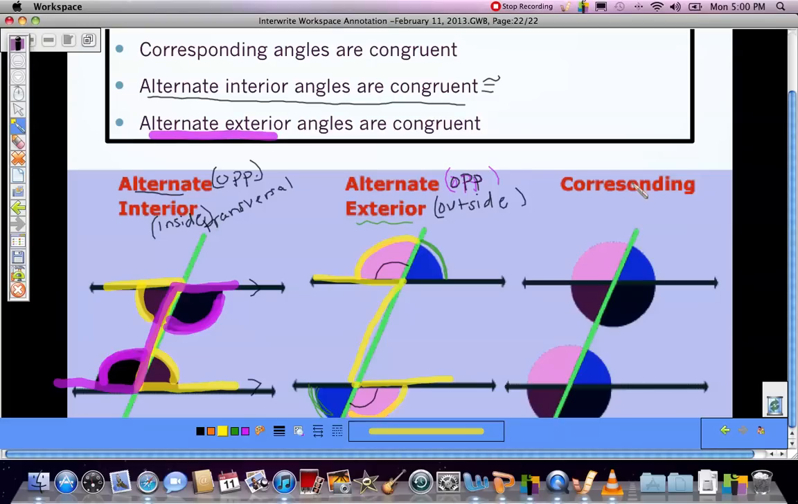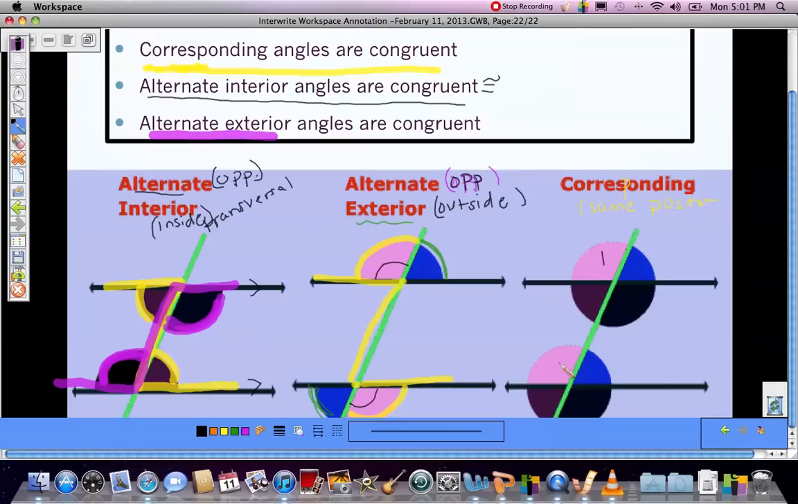Your last type of special angles: when you have two parallel lines that are cut by a transversal, corresponding angles are created, and those corresponding angles are congruent. Corresponding angles are simply angles that are in the same position. Corresponding, there should be a P here, just means the same position.